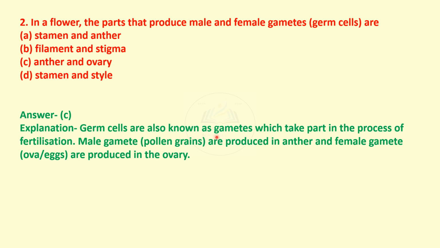Germ cells are also known as gametes, which take part in the process of fertilization. Male gametes, that is pollen grains, are produced in anther, and female gametes, ova or eggs, are produced in the ovary.